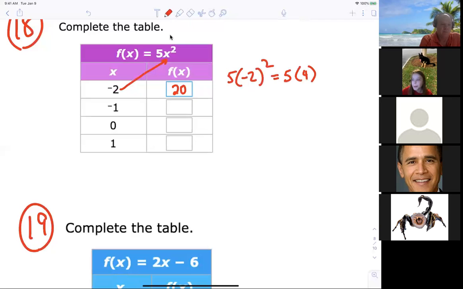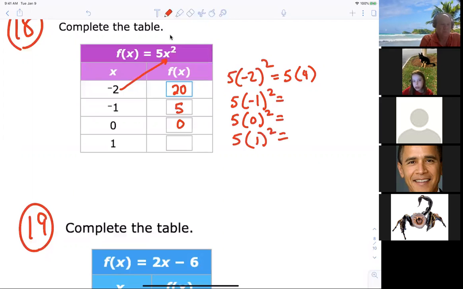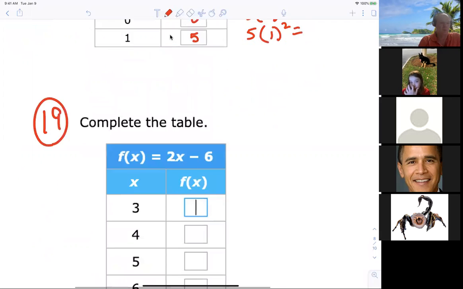Ready? 5 times -1 squared. It's 5 because it turns into a positive 1. And then 5 times 0 has to be 0. That one's 5. Yay. Come on, guys. Hope you're with me.